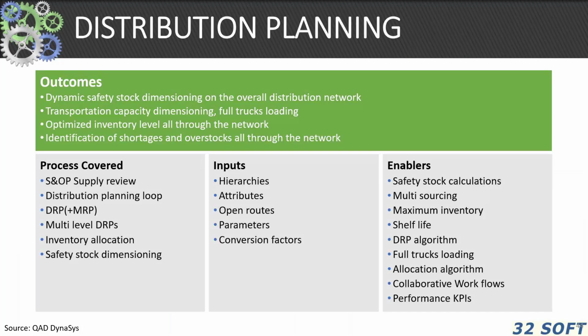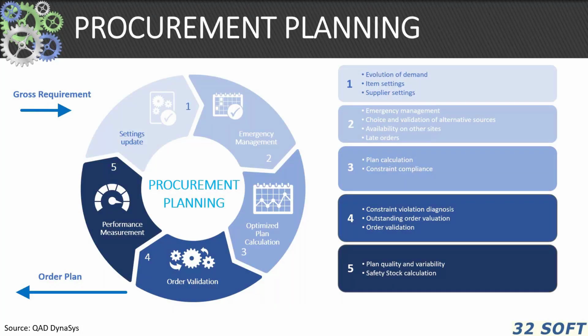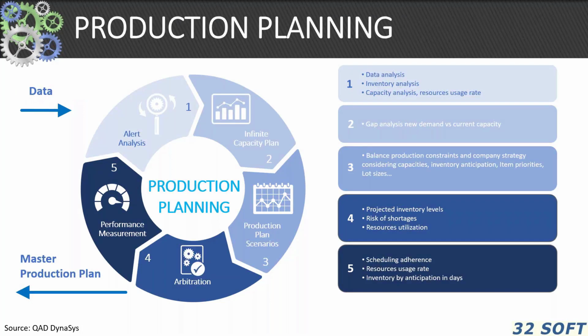Distribution planning in DynaSys looks at dynamic safety stock dimensioning over the network, transportation capacity dimensioning over the network, full truckload loading, optimized inventory levels, and identification of shortages and overstocks. Procurement planning looks at purchase policy compliance. It generates an optimized production plan managed by exceptions. It optimizes containers, full truckloads, considering minimum value requirements, cost optimizations, quantitative scales, inventory cost, and inventory management.